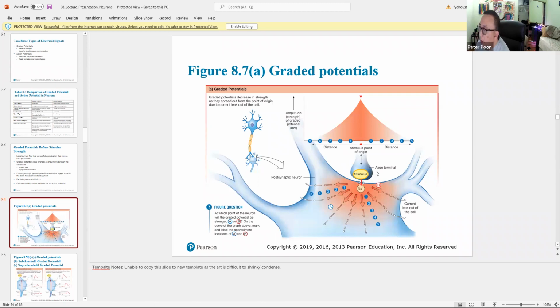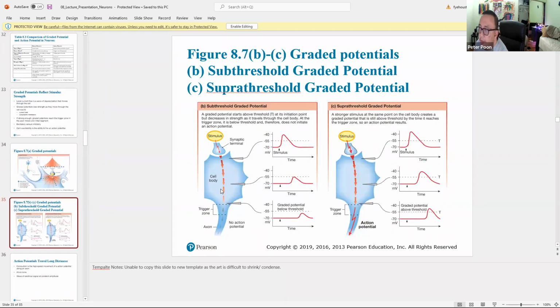Remember, sodium is on the outside, potassium is on the inside. So when you activate a sodium channel, it allows sodium to rush in. If positive charges rush into the cell, this area is a little bit more depolarized. So I depolarize that area a little bit.